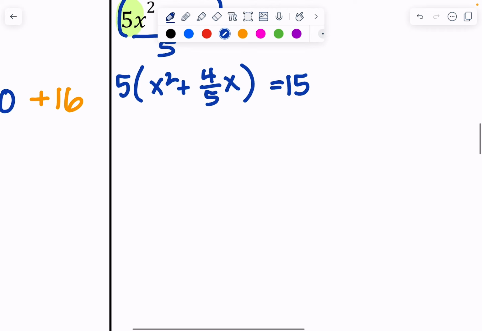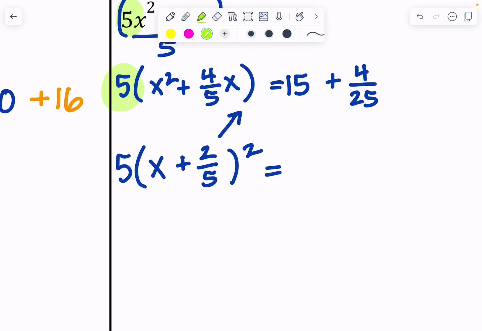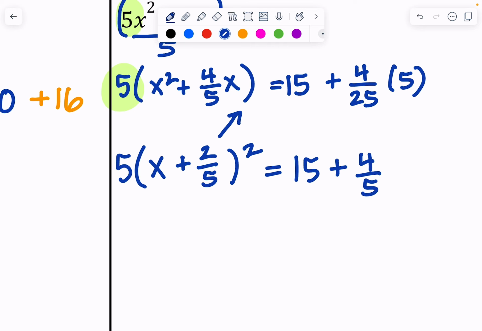All right, so we want 5 times something squared. And so to get this, what goes in this blank, we're going to divide by 2. So that would be 2/5 x here. And then when we square it, we would get 4 over 25. So I need to add 4 over 25 to the right side. But notice here, it is multiplied by 5 in front, so we need to multiply this side by 5 as well. So when I add these together, I've got 15 plus 4/5.